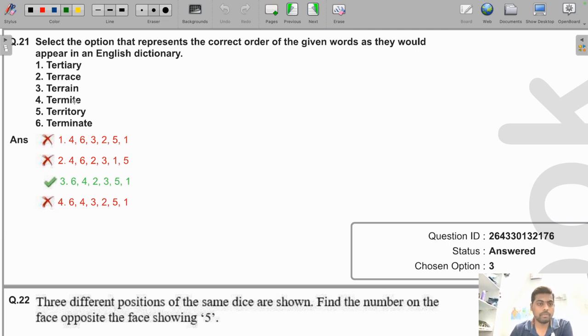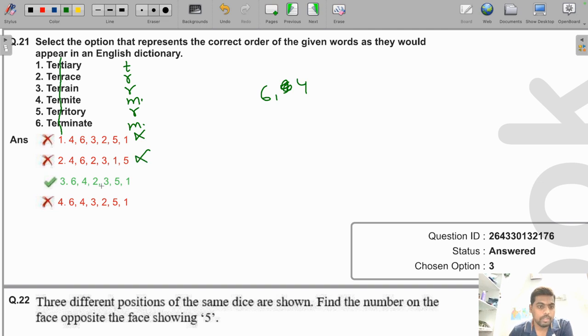They have given some words, and they are asking us to arrange them in dictionary order. If you see here, TER is common in all, so no need to solve this part. After T it is R, here also it is R, here it is M, here it is R, here it is M. Generally, out of these, which one will come first? Definitely M will come first. So terminate is the first one. Two M's are there again. Between termite and terminate, which one will come first? Definitely it will be terminate. So it will be 6 4 6 4 only.